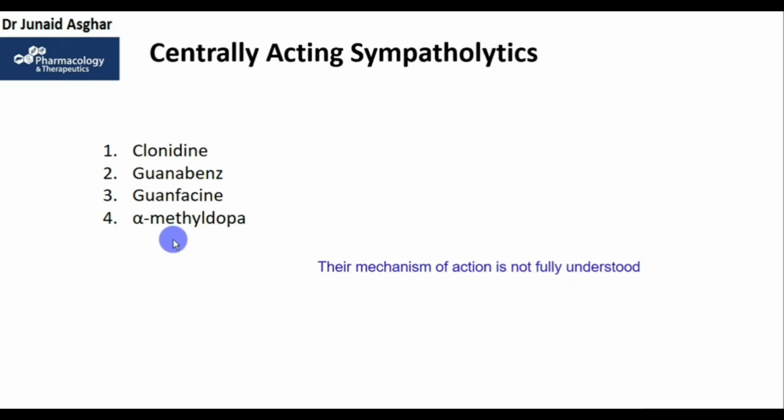Now, alpha-methyldopa, which is commonly known as Aldomet, is considered the drug of choice for hypertension during pregnancy. Though it passes through the placenta, it is comparatively the safer option when compared with other antihypertensive drugs.